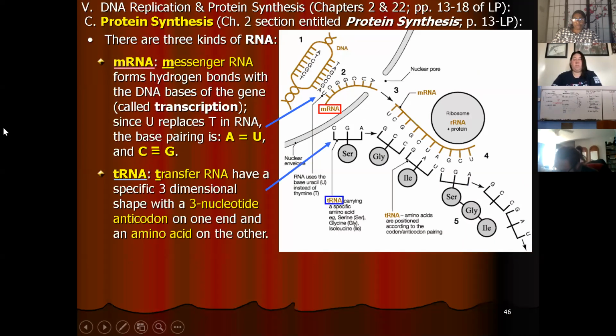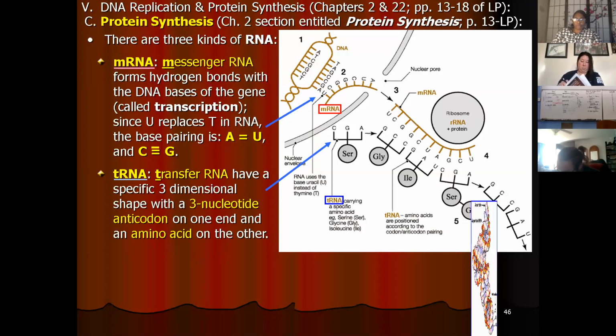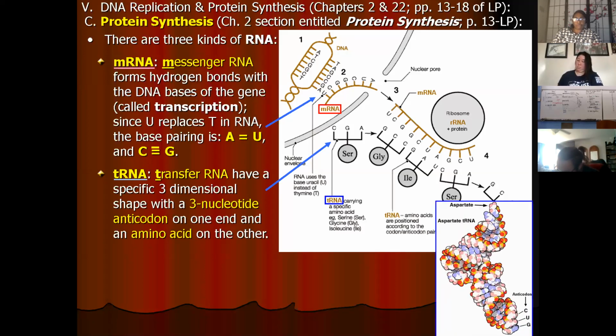Transfer RNA is that RNA that has the anticodon on one side and the amino acid on the other side. In 3 dimensions, it looks like this. Anticodon is down on the bottom, amino acid up on top. In this particular case, it is aspartate, which is an amino acid, aspartic acid. Remember that from last lecture, lactate and lactic acid.